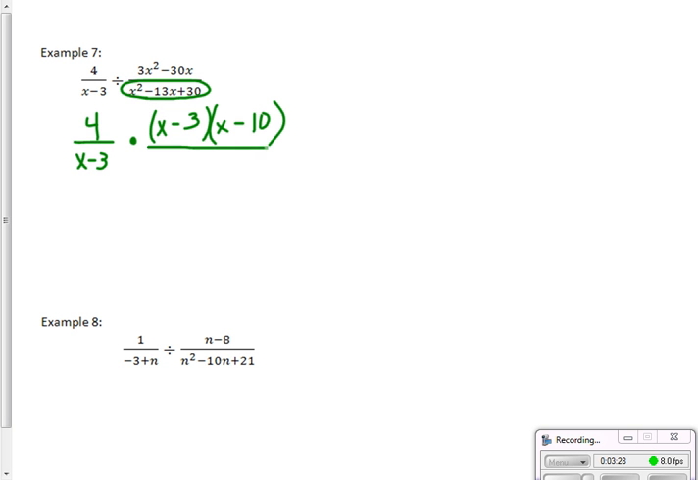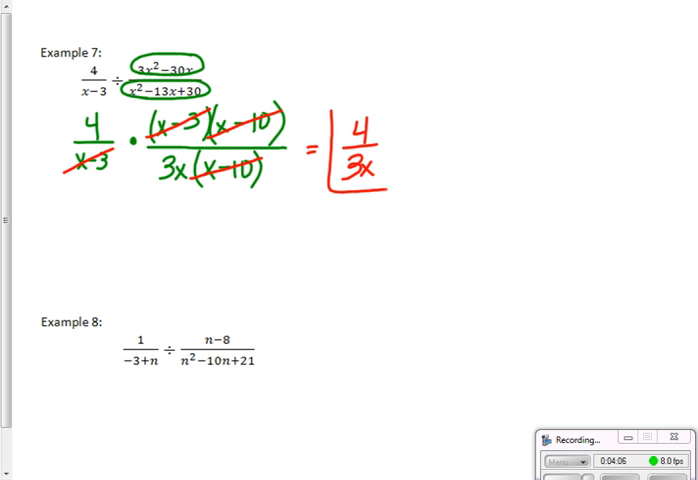And then this would be over, here's my denominator now, 3x squared minus 30x. Well, I look to see what I can factor out. I can factor out a 3x out of that problem. When I factor out 3x, I'm left with x minus 10. Next step is to see if we can reduce within our problem. And I can. Here's an x minus 3 on the bottom. I can take that off the top. I can also take an x minus 10 off the top and the bottom. So I would have 4 over 3x. This would be our answer here for example 7.